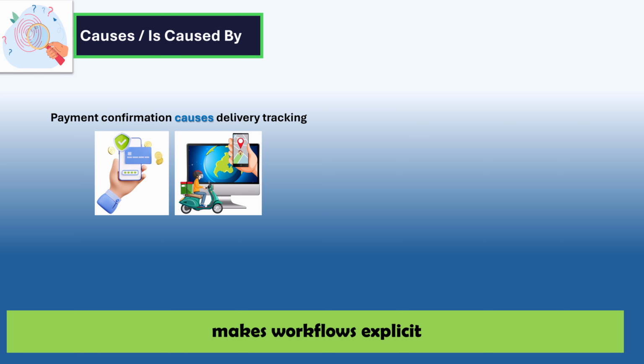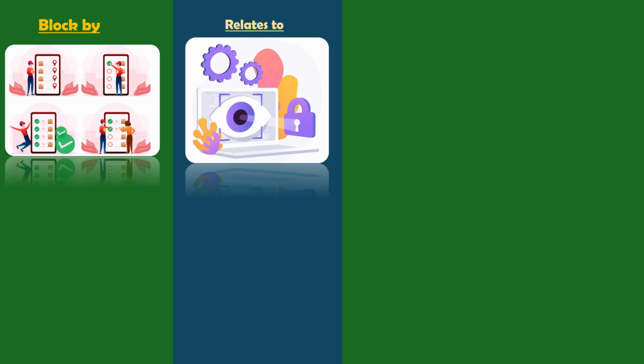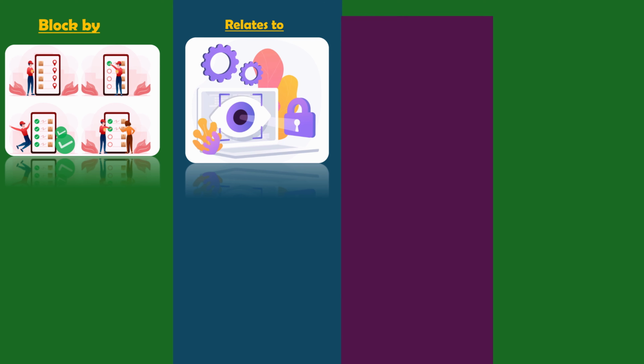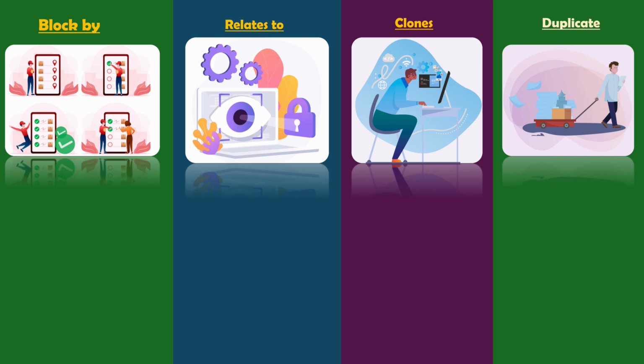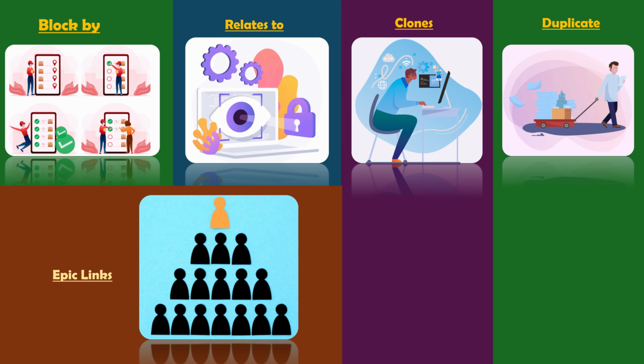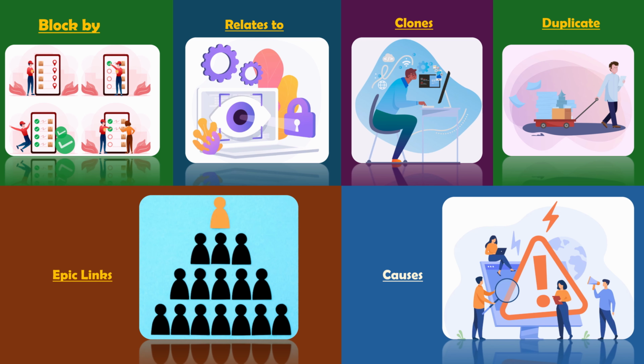Now let's bring everything together and understand what we achieve by using all these link types. So first, blockers ensure the work happens in the correct order, and this prevents the wasted effort. Second, the relates to link provides context and improves the visibility across the features. Third, clones allow parallel development while maintaining the traceability. Fourth, duplicates eliminate the redundant work and keep the backlog clean. Fifth, the epic links ensure proper hierarchy and accurate progress tracking. And finally, the causes relationship helps to define the cross feature, or you can say cross sprint triggers.